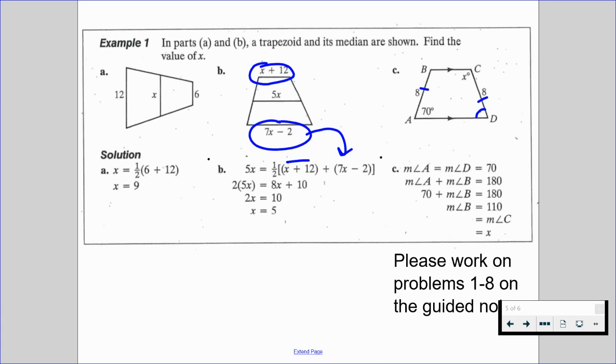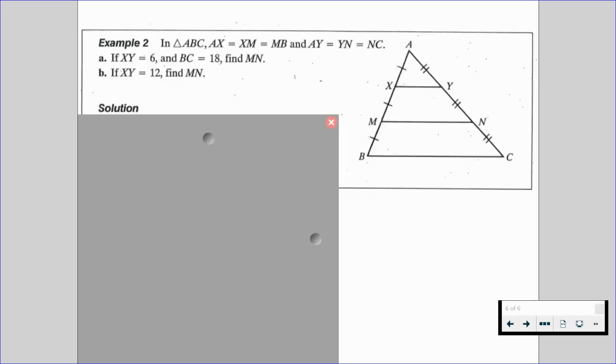With this in mind, please work on problems 1 through 8 on the guided notes, and resume when you're ready to move forward. Here in example 2, in triangle ABC, we are given that the length of AX is equal to the length of XM, which is equal to the length of MB, and we're also given that the length of AY is equal to the length of YN, which is equal to the length of NC. For part A, if the length of XY is equal to 6 and the length of BC is equal to 18, we want to find the length of MN.